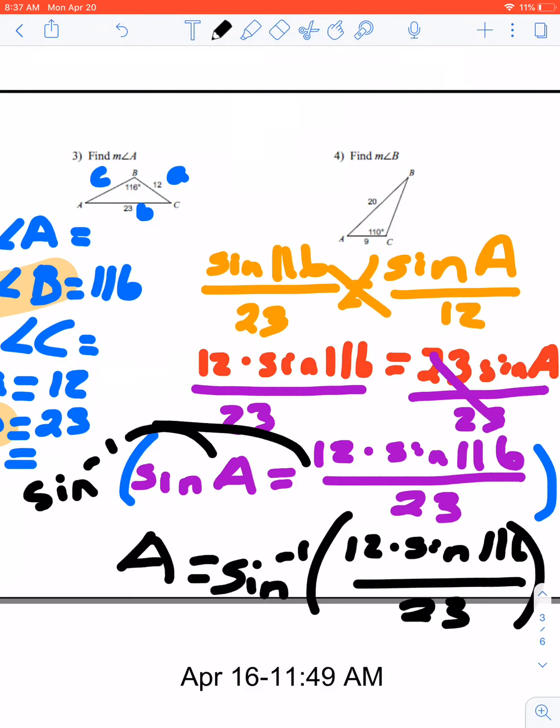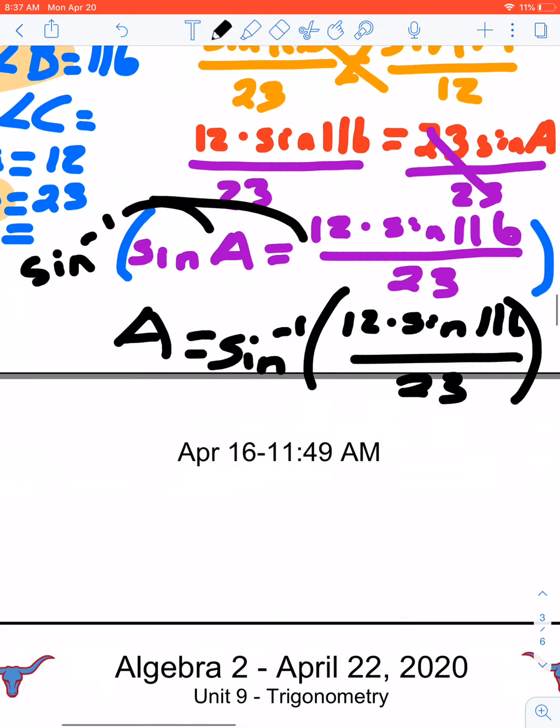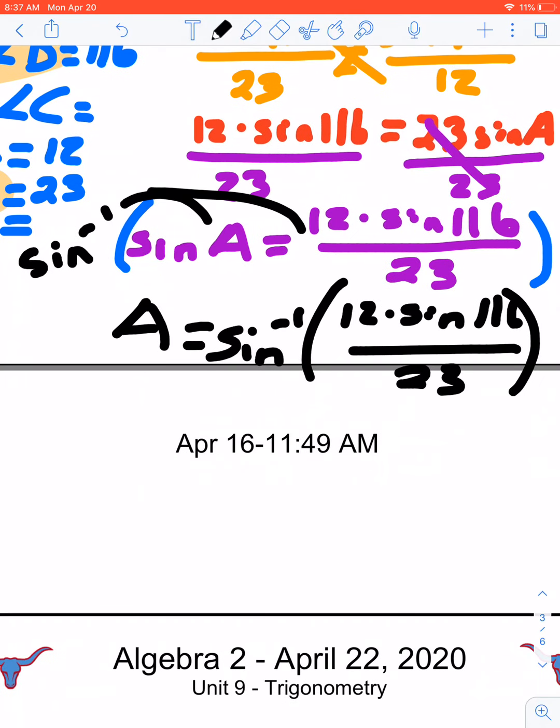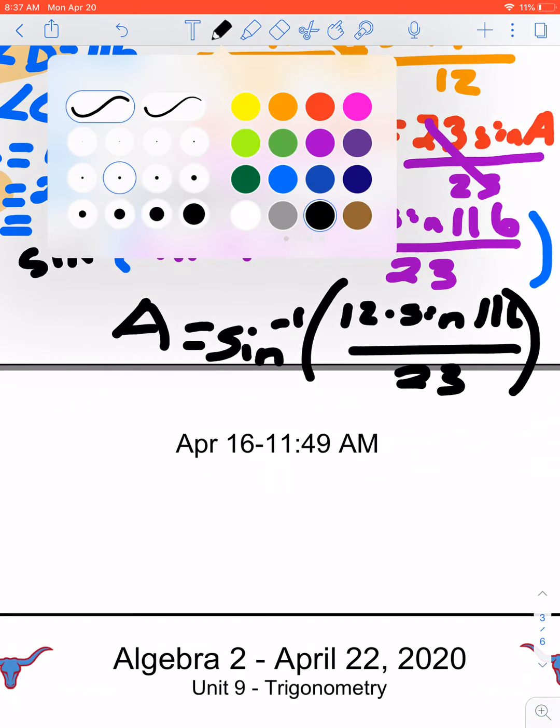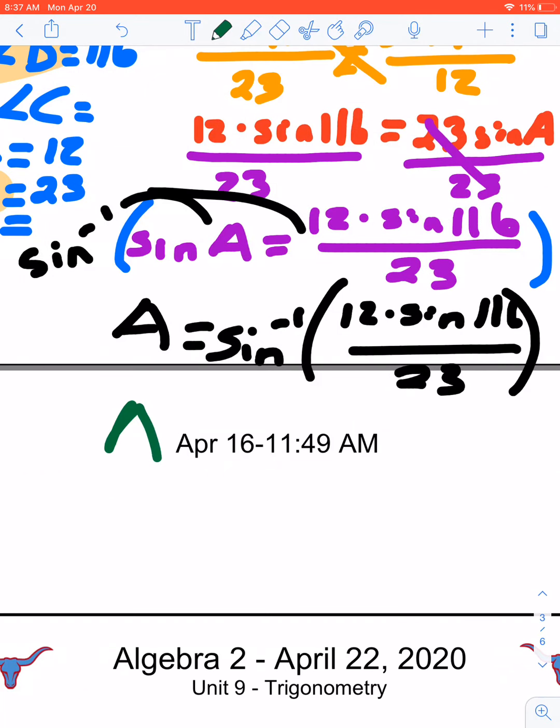So this is where it gets a little bit confusing on your calculator. So hopefully that makes sense how I got angle A left on one side and everything else on the other. And how do I do this? How do I not mess this up in the calculator? Well, there's a couple different ways you can do it. I suggest just breaking it down in parts and not trying to do everything at one time.